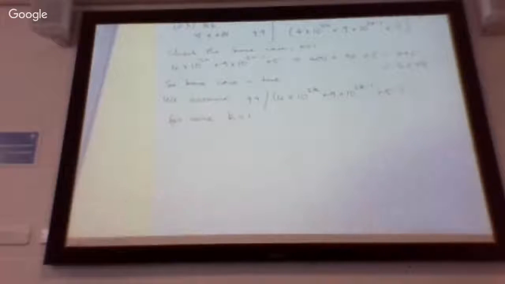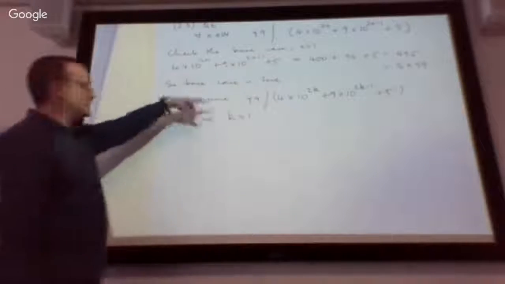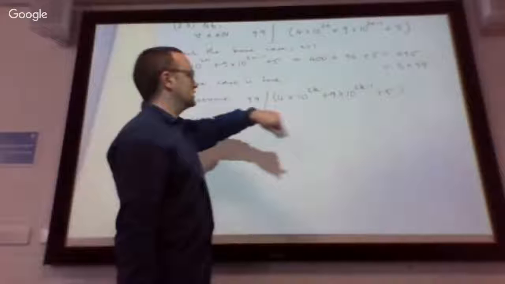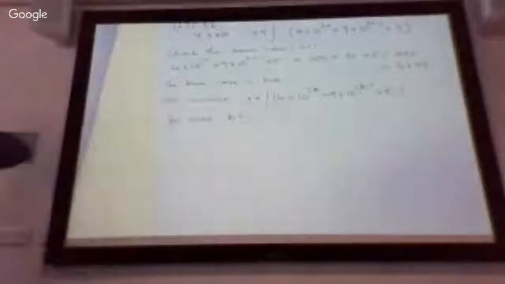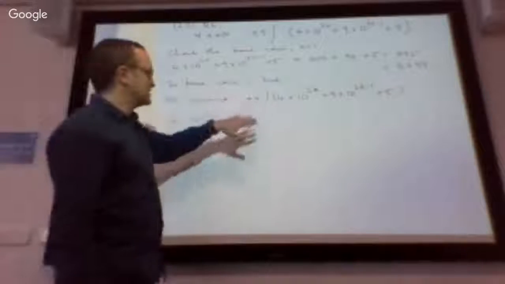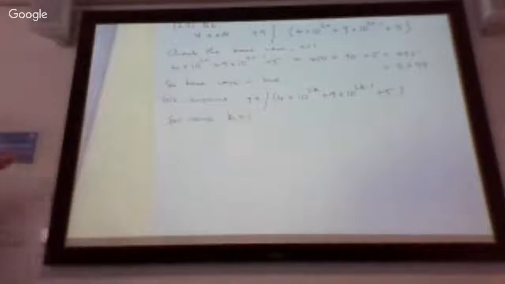And it's a valid assumption to make because we know it works for at least one example of k. So it works for k equals 1. So we are on secure ground to make this assumption that it holds for some k. And now we try and deduce the equivalent thing for k plus 1.